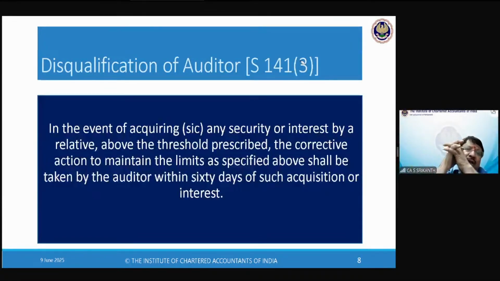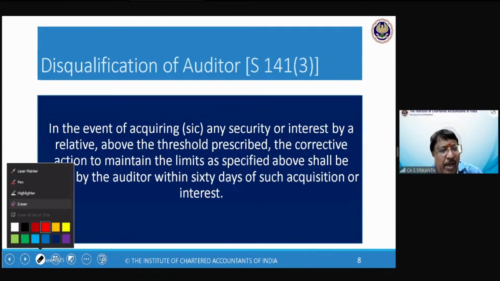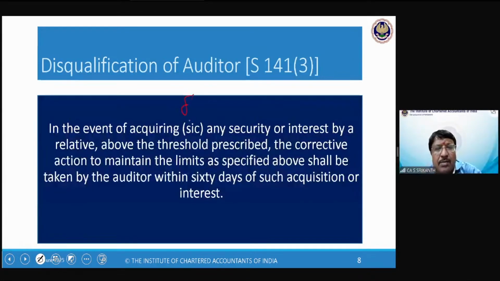In the event of acquiring any security or interest, actually there should be an 'of' there. In the section, somebody was hungry and ate the 'of'. So in the event of acquiring any security or interest by a company, by a relative, above the threshold prescribed, the corrective action to maintain the limits shall be taken by the auditor within 60 days.